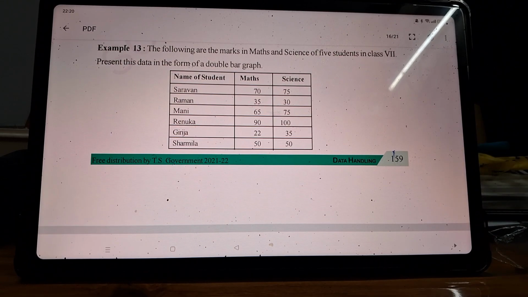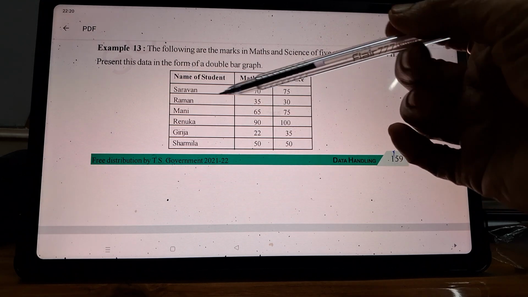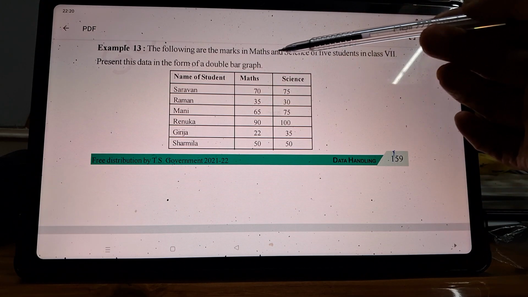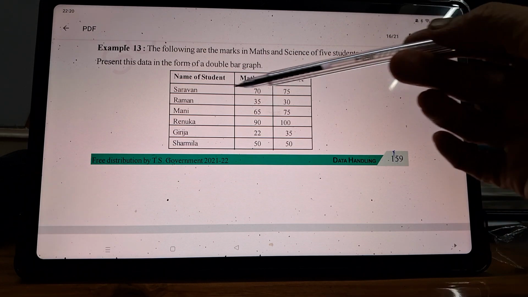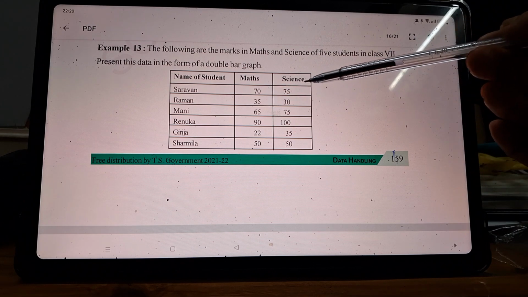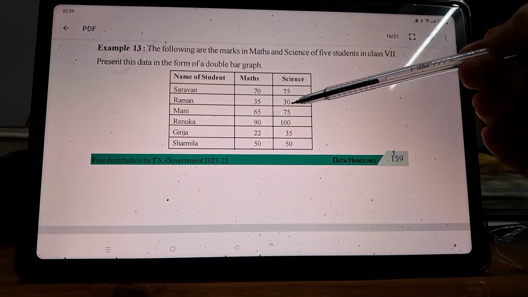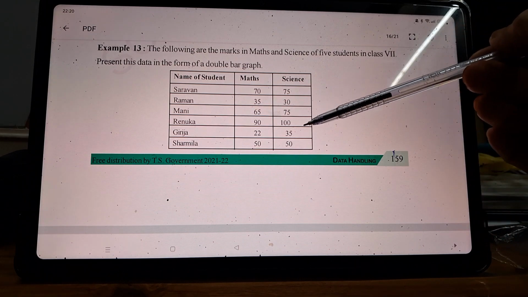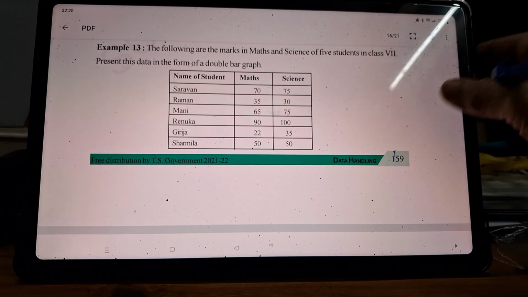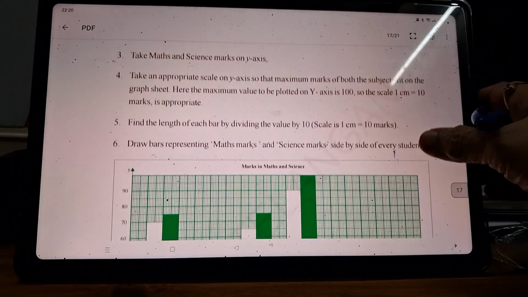Now, the following are the marks in maths and science of 5 students in class 7. Present this data in a double bar graph. See, Sarvan: maths 70, science 75. Raman: 35, 30. Mani: 65, 75. Renuka: 90, 100. Girija: 22, 35. Sharmila: 50, 50. So this is already done here, children.